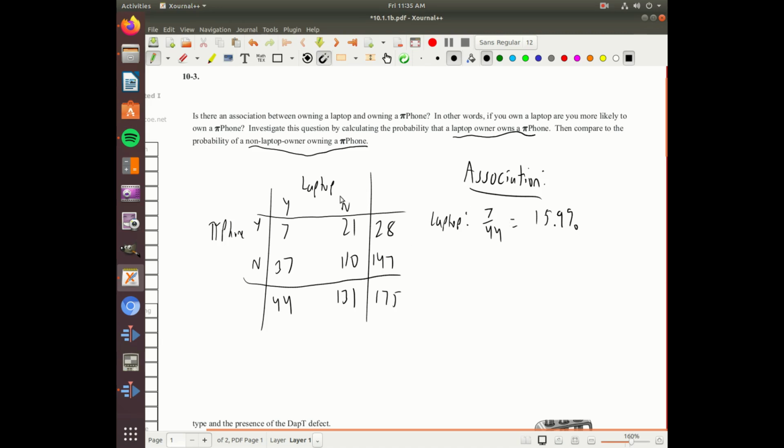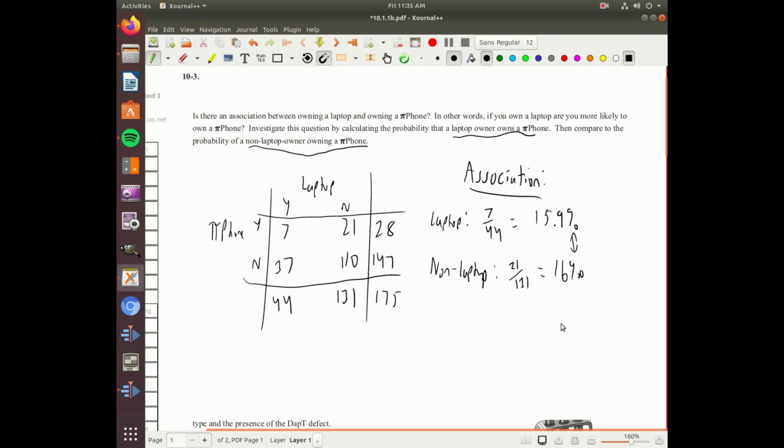Then if I compare that to non-laptop owners, and again, I'm asking them the same question. Do you have a Pi phone? 21 out of 131 would say yes to that. And it ends up being about 16%. So you could see very similar numbers. I would say no association or an extremely weak association.